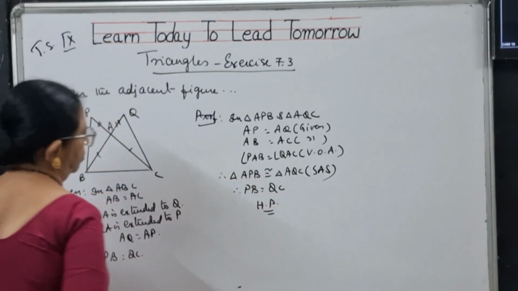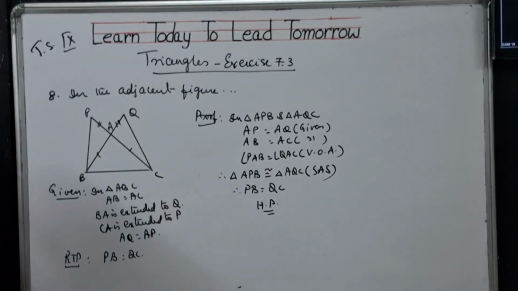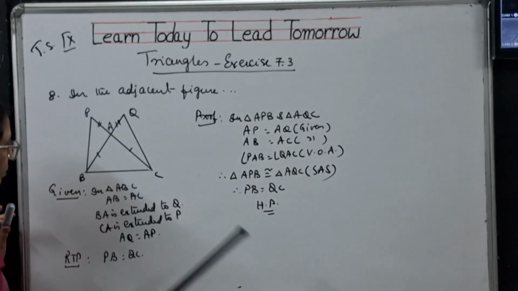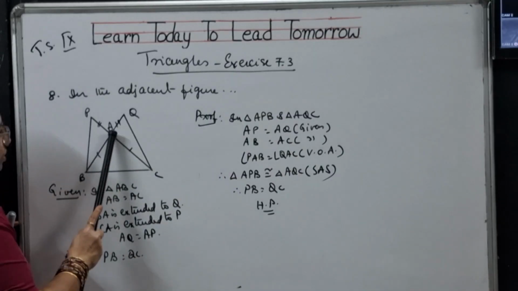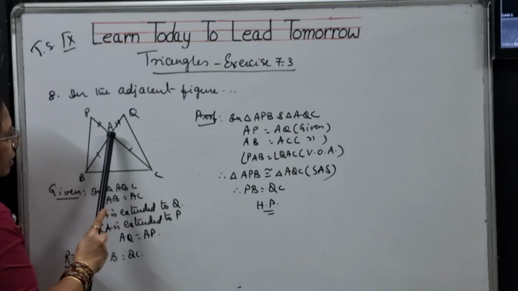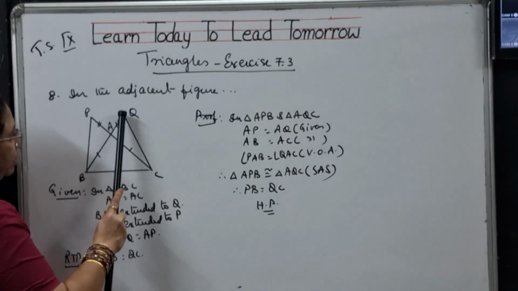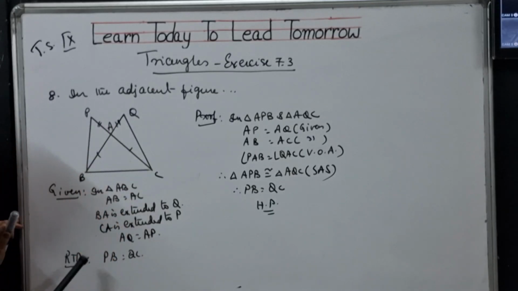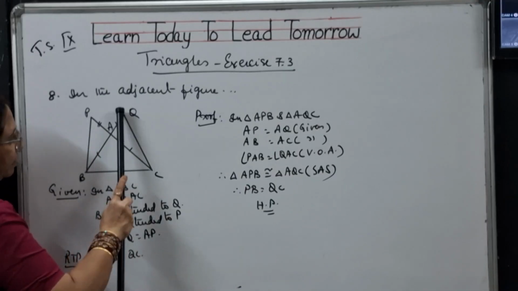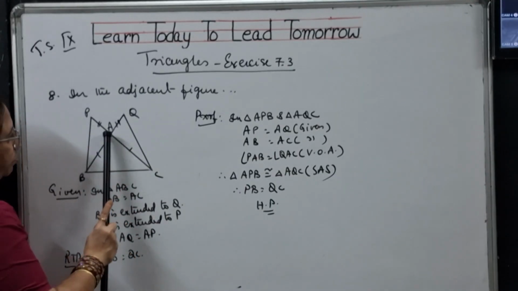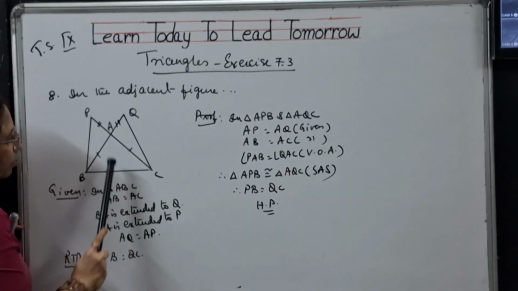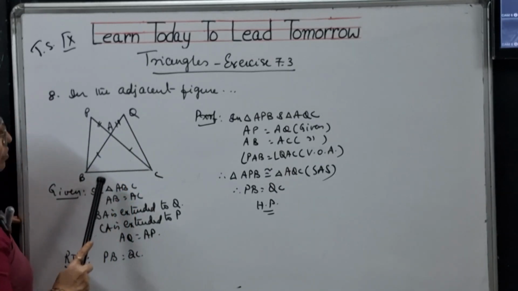Hence, proved. This is the proof of this figure, children. So, you have got a triangle given to you, ABC, in which AB is equal to AC, BA is extended to Q, CA is extended to P in such a way that AQ is equal to AP. Now we need to prove that PB is equal to QC. In these two triangles, AB is equal to AC, they have given. AP is equal to AQ also, they have given to us.